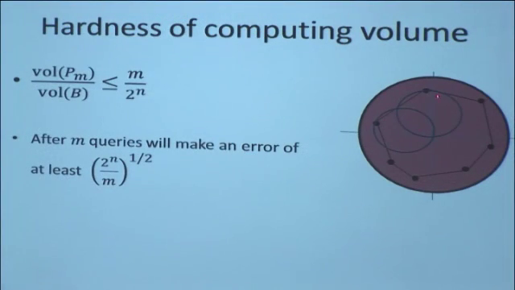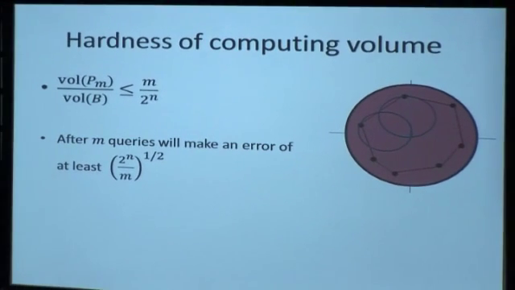And since there are at most m of these balls, the volume of this whole convex hull is at most m over 2 to the n, relative to this whole ball. So you cannot do it if you are working with deterministic algorithms.